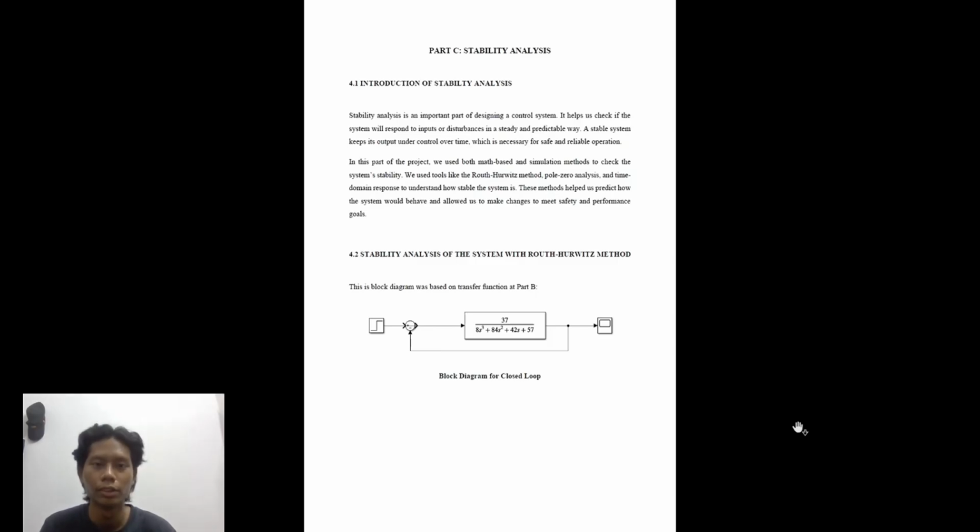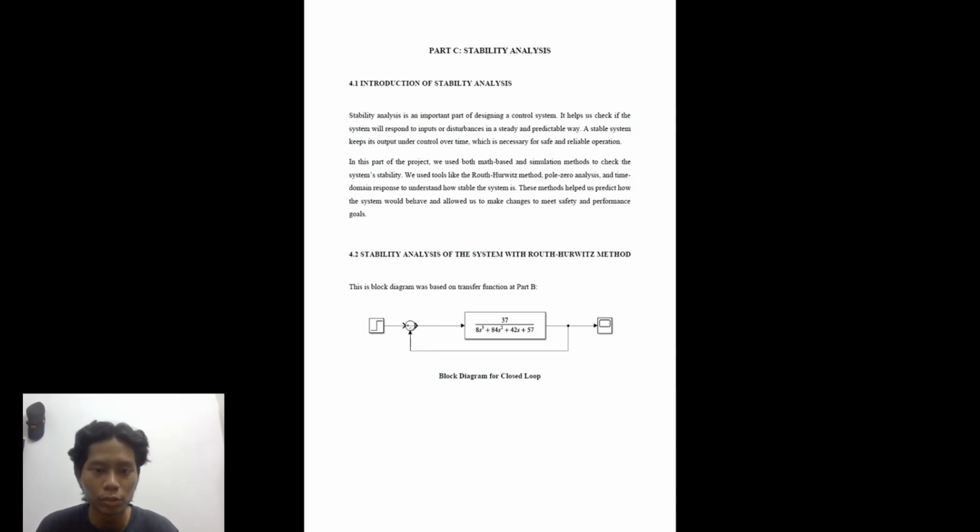Assalamualaikum, my name is Yusri Zolakini and I will explain part C, stability analysis. For part C, this section will explain the importance of stability in control systems. The purpose of stability analysis is to ensure that the system provides a controlled response when receiving input.